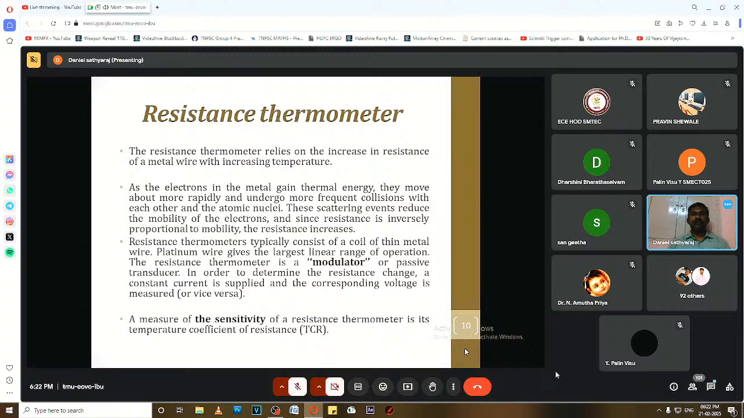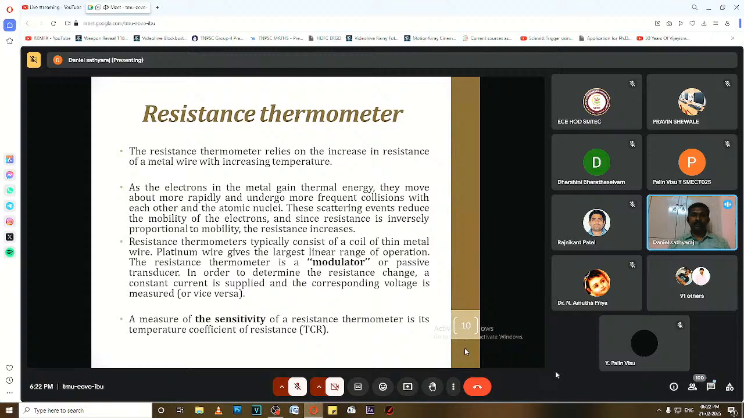So what will happen? This will produce scattering of electrons, and this reduces the mobility of the electrons. Resistance is inversely proportional to the mobility, so the value of resistance increases. And the resistance thermometer typically consists of a coil of thin metal wire. Normally we choose platinum wires, because they give a wide and linear range of operation. So we use those types of wires.